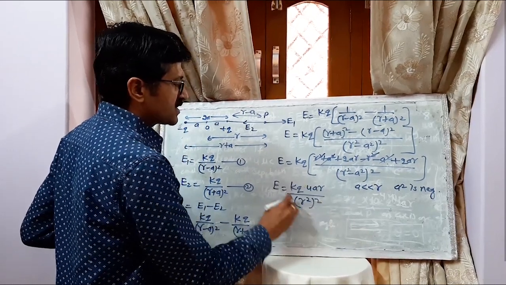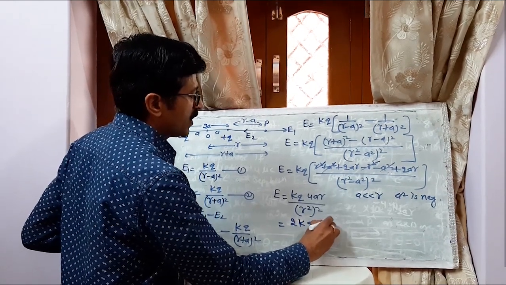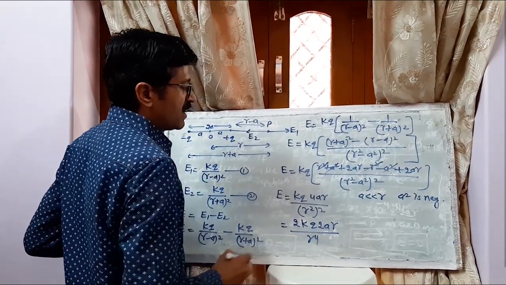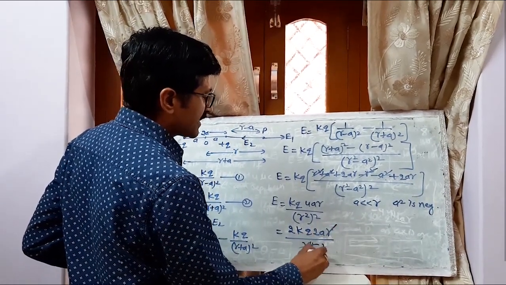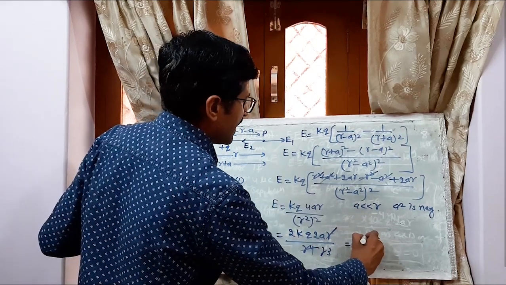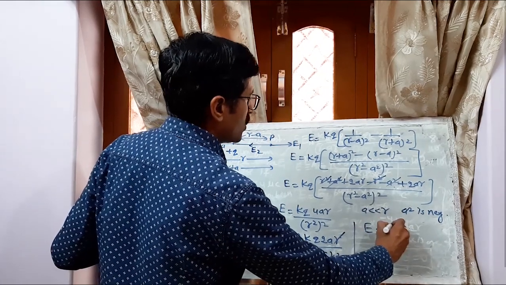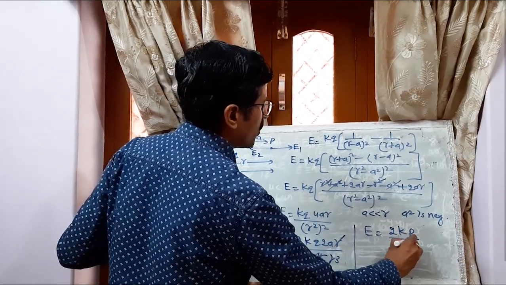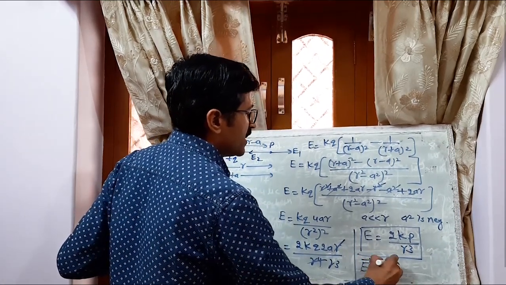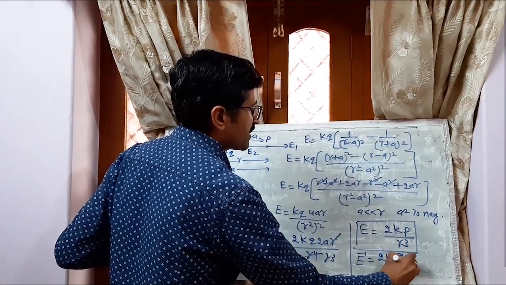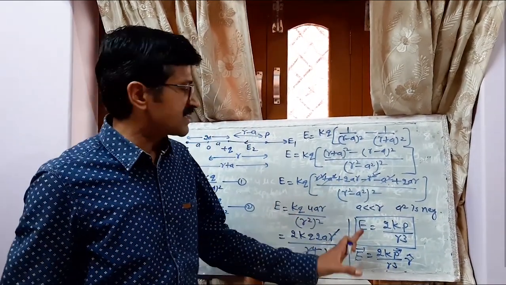Now, this 4 is divided into two parts, 2 into 2, that is 2kq into 2a r upon r to the power 4. This q into 2a becomes p. This r will get cancelled, r cube will be there, and hence the resultant electric field intensity will become E is equal to 2kp upon r cube. In vector form, E vector will be 2k p vector upon r cube r cap. This is the vector form of electric field intensity.